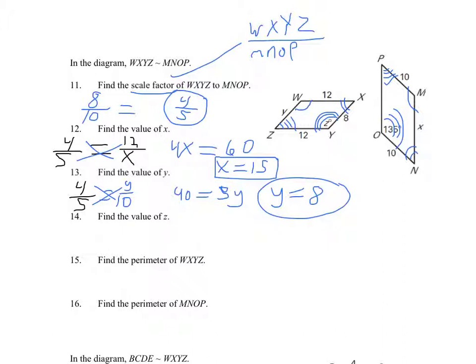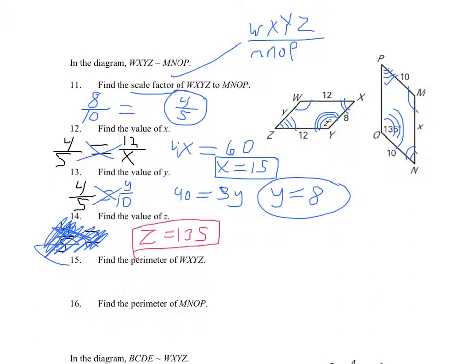Alright, I'll use it again to find z. 4/5 equals, alright, where is z? Z is right here. Oh, this one's going to be a little bit different. Z is an angle, and we actually already talked about how the angles are congruent. I already know that this angle right here is congruent to this angle right here. So they're the same. So there's actually no calculation to be done. You don't want to set up a proportion if you're finding an angle. It's just going to be congruent. So Z equals 135.